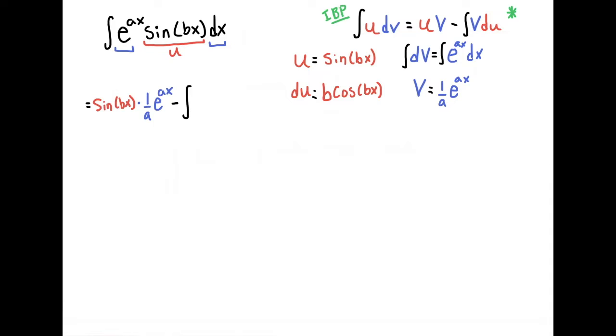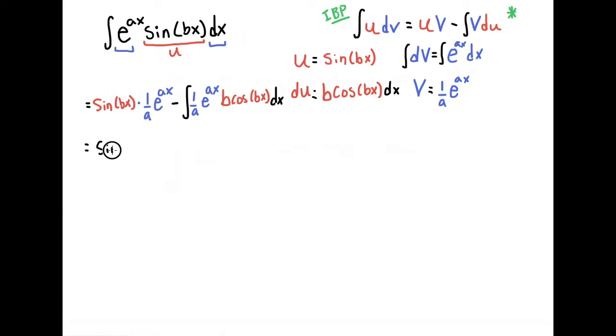So v, once again, is 1 over a e to the ax, and du is going to be this b cosine bx thing here. And we're going to need dx to close that off here. Oh, I also forgot we need a dx here just to close off the fact that we know it's a derivative. Okay. So let's continue down here and let's rewrite this statement.